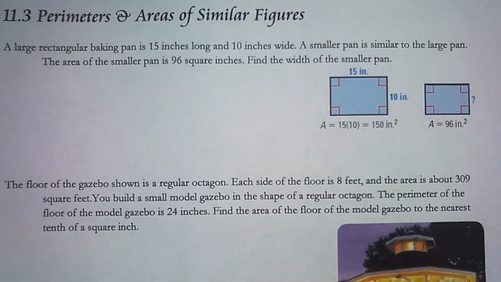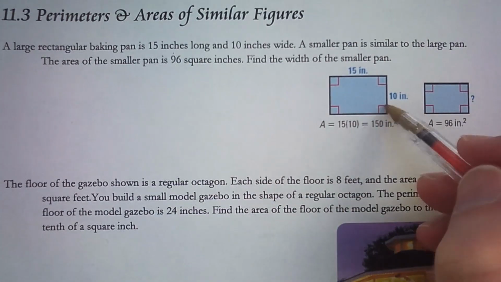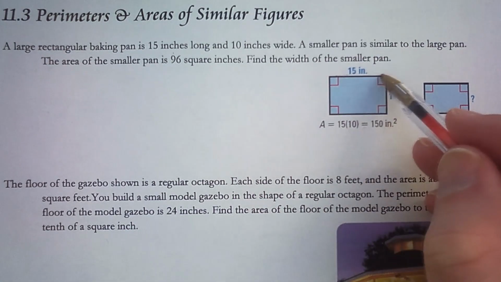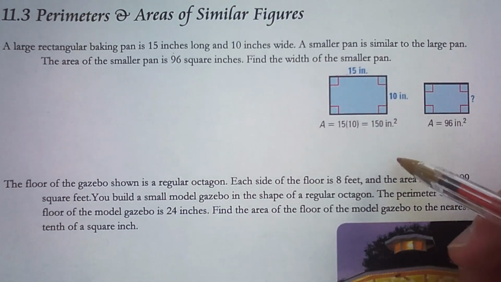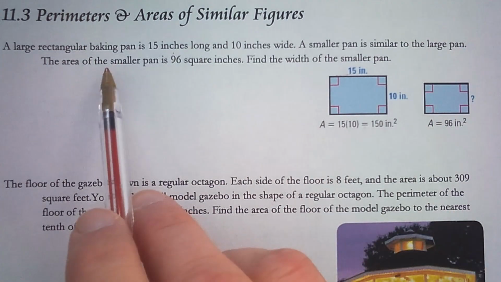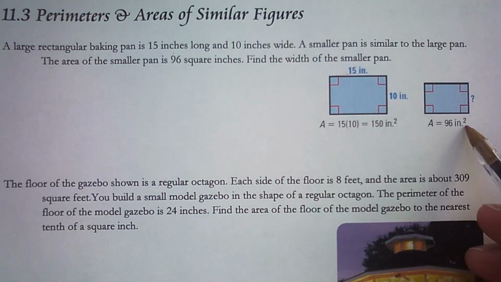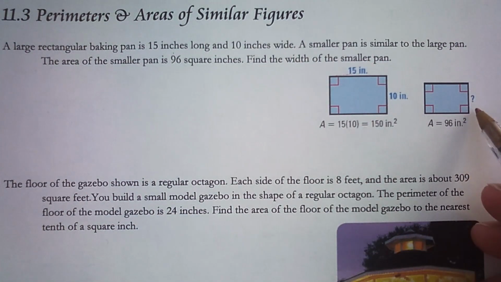A large rectangular baking pan is 15 inches long by 10 inches wide, so that would be this one right here, 15 by 10. A smaller pan is similar to the large pan. The area of the smaller pan is 96 inches squared. Find the width of the smaller pan.